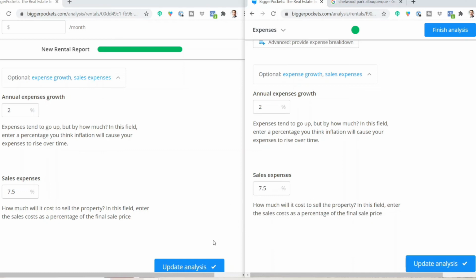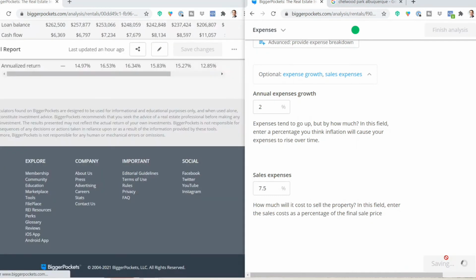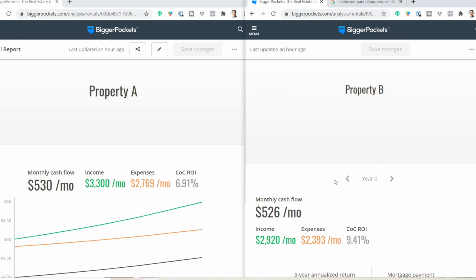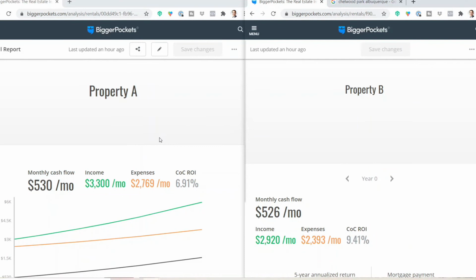So let's go ahead and update the analysis here. We're going to click this button and this button here. And then we actually see the cash flow per month. This page will actually show you in depth how much money you're going to make based on the assumptions you have made. This is an extremely useful tool. It's extremely easy to read once you get used to it. So let's take a quick look.